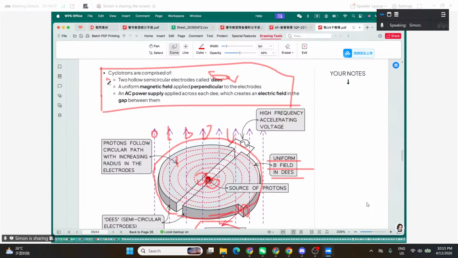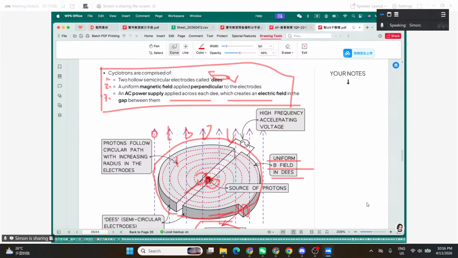Okay. So you have to memorize the three key points. The first is the two hollow semicircular electrodes like a D, called Ds. And the second is the uniform magnetic field applied downward, perpendicular to the electrodes. And the third one is the alternating current power supply applied across the Ds, and this will create an electric field in the gap between them.